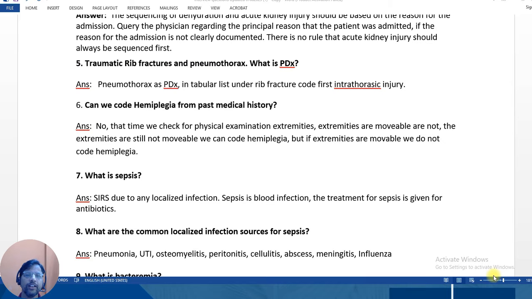Next question. If the patient has a traumatic rib fracture and pneumothorax, which one will you select as PDX? Here, you need to code pneumothorax as PDX. If you check in your tabular list, under the rib fractures code, they have clearly mentioned you need to code the underlying condition for pneumothorax. Here our underlying condition is traumatic rib fracture. So we need to code pneumothorax as PDX.